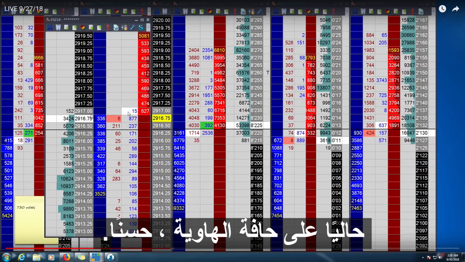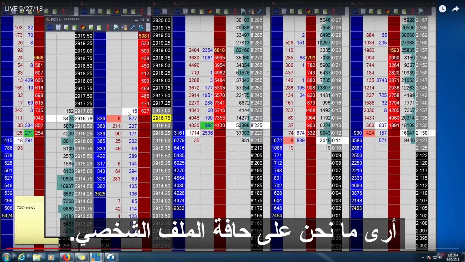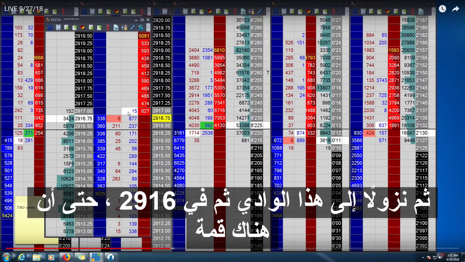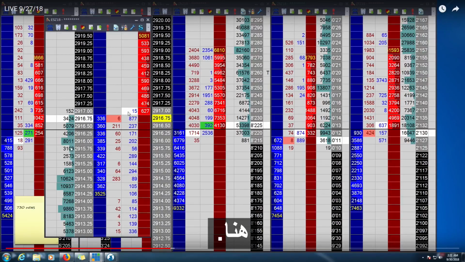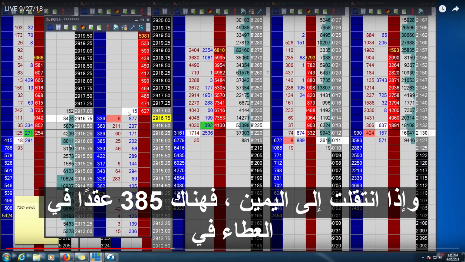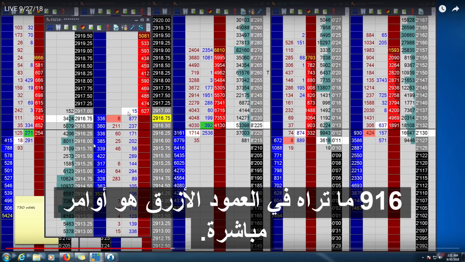So we are currently at an edge of the profile. As you can see, the profile down here near 29.13 goes up and then down into this valley, and then at 29.16 even, there's a peak right here. This is a peak in the profile with 8,011 contracts which have traded there in total. And if you go over to the right, there's 385 contracts on the bid at this 29.16.